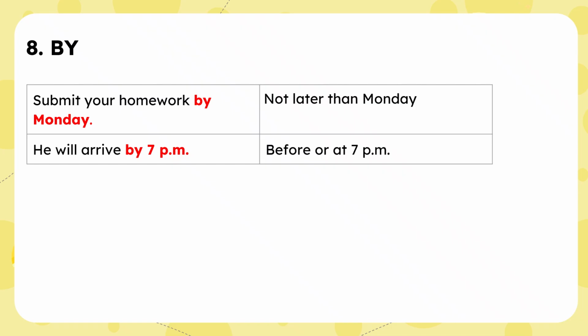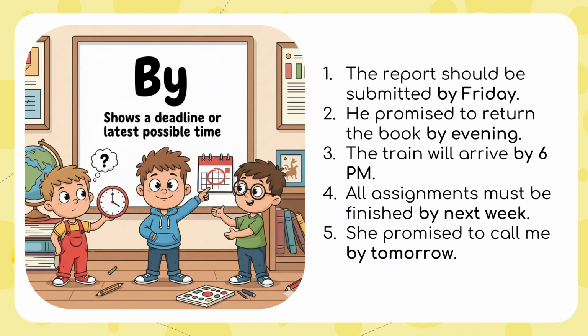The same with he will arrive by 7 p.m.: maybe before 7 p.m. or exactly at 7 p.m., but not after 7 p.m. Let's see the tips here. By shows a deadline or the latest possible time. So any deadline somebody gives you, you have to meet the deadline, you will use by. Let's see the examples.